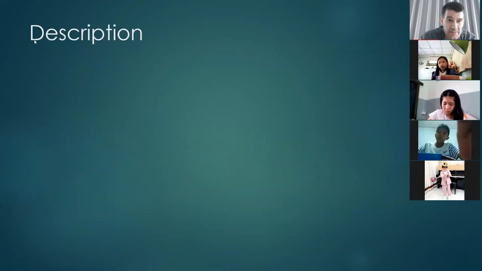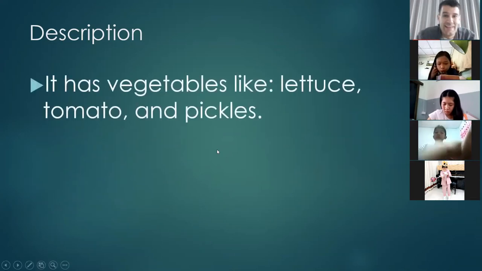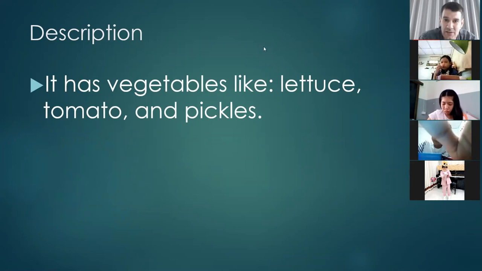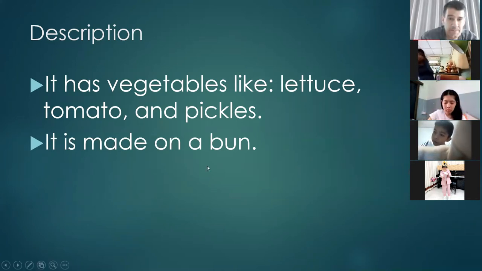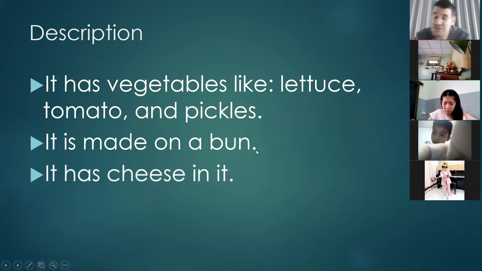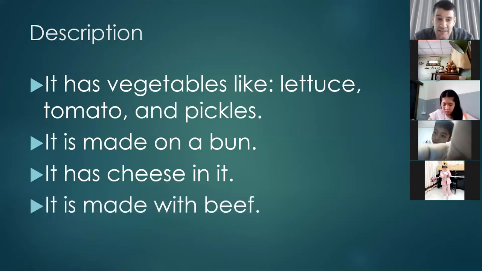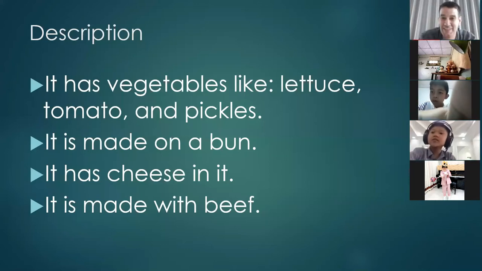Okay, so next one. See if you can guess this one. Description. It has vegetables like lettuce, tomato, pickles. It is made on a bun. A bun is a kind of bread. It has cheese on it. And it is usually made with beef. It can be made with fish or chicken or pork. What do you think this one is?